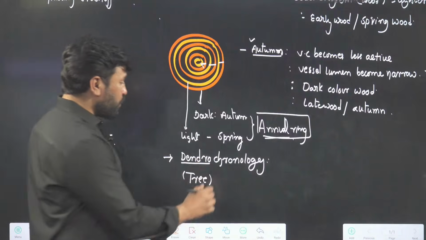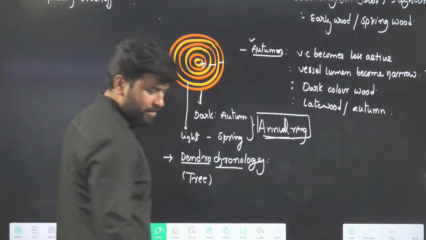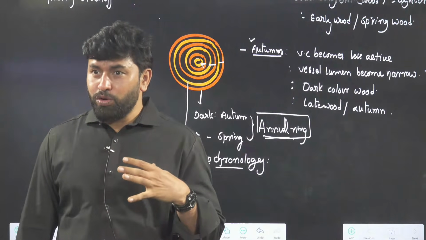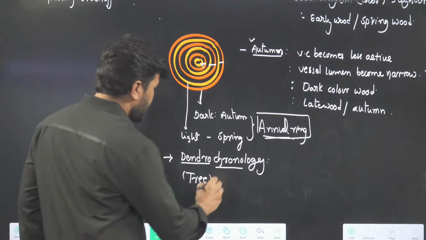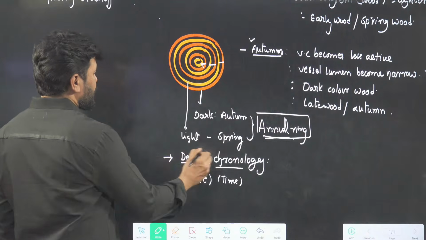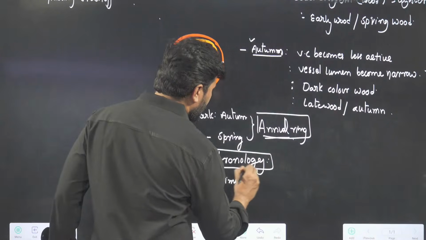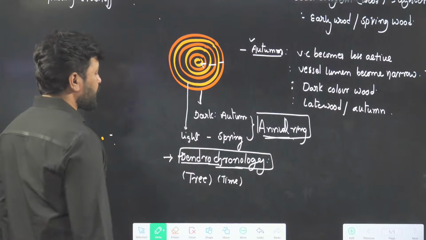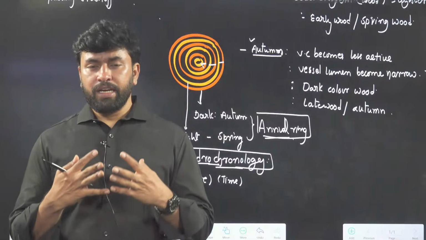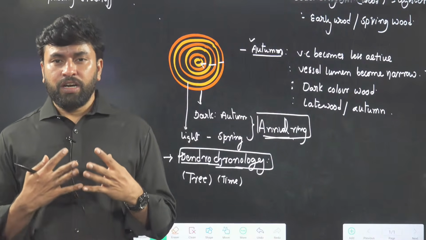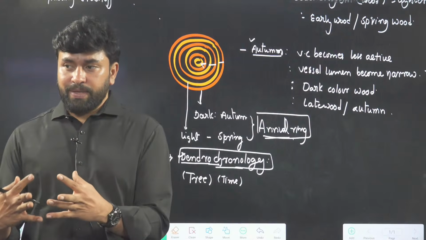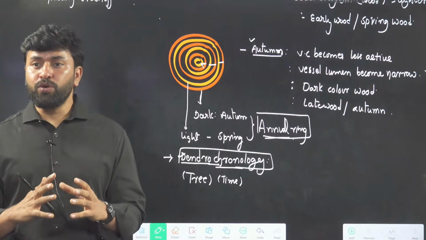Next one, chrono. Chrono means, can you say what is chrono? Chrono means time. Chronograph means watch. By using annual rings, we can approximately measure age of the tree. This technology is known as dendrochronology. Tree age or dating of tree is possible by the annual rings it will develop. This technique is known as dendrochronology.